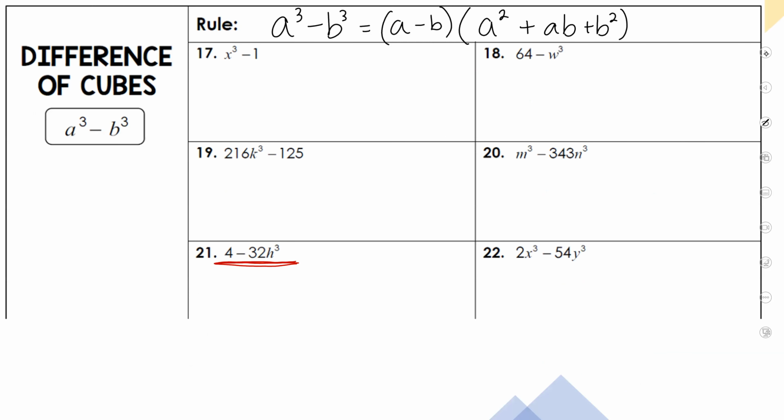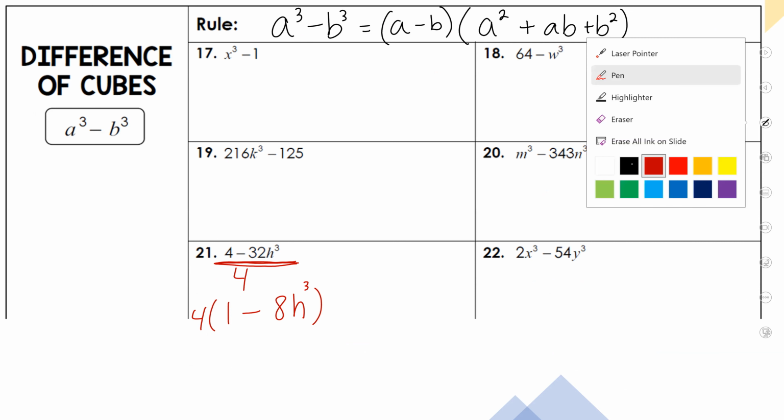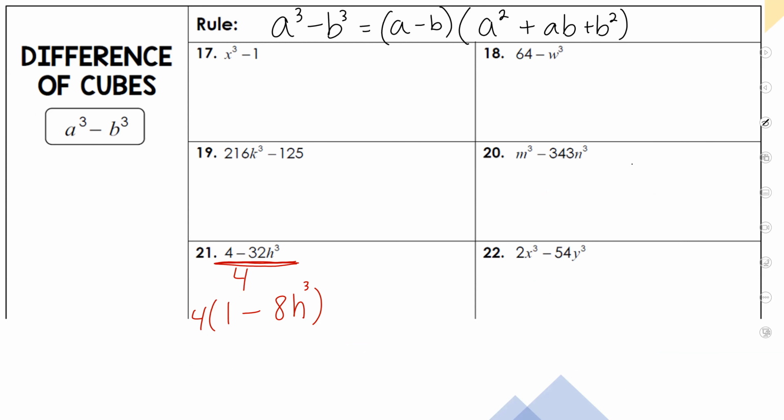I'm going to go ahead and divide by 4. So divide all these by 4. This will give you 1 minus 8h cubed. Are 1 and h on my list? Yes, perfect. Okay, now let's go ahead and rewrite this. 4 is on the outside. 1 can be written as 1 cubed minus, what will go in here to make it a cube? 2, because 2 cubed will give me 8. And then don't forget your variable.